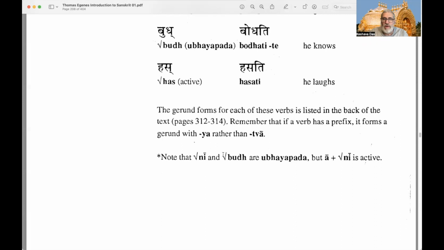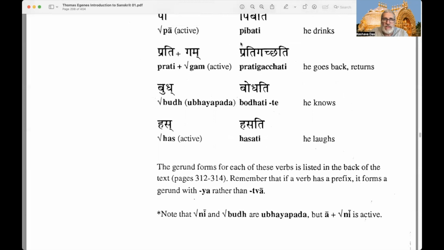So for example, if it has a prefix, pratigachati would be gatva, pratigatva. It will not be pratigatva, but pratigatya. So pratigatva would be wrong, because of prati, because it has an upasarga.